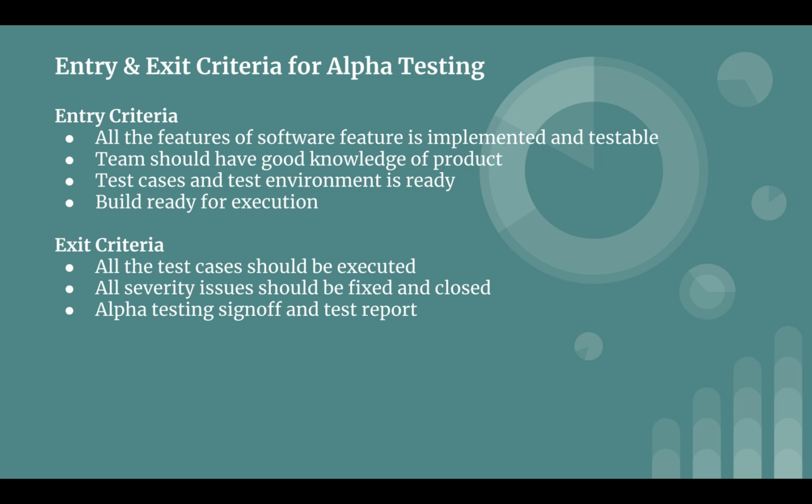Entry and exit criteria for alpha testing. What is the entry criteria? All the features that we are planning to go as a release should be implemented, that is coded, and should be testable. The team testing this product in alpha testing should have a good knowledge of the product, such that they know the use cases. Test cases and the test environment should be ready, and the build should be ready for execution.